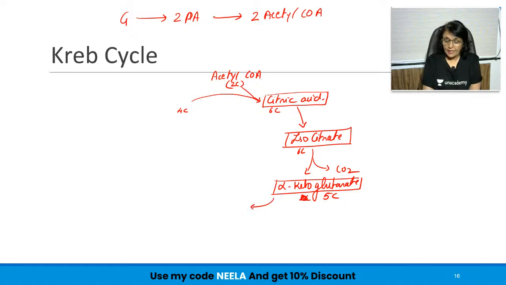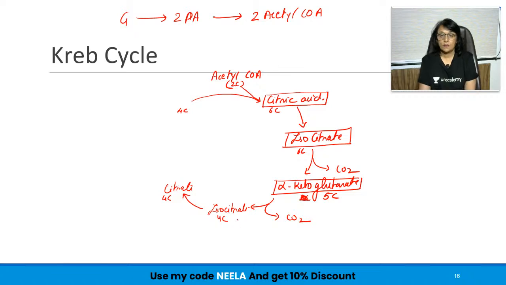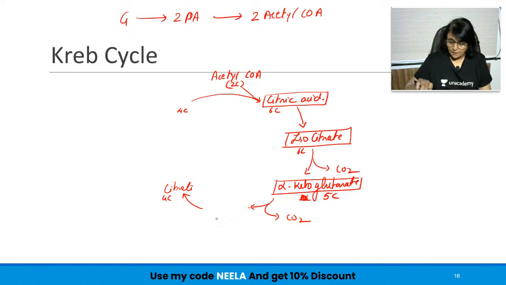Then it changes into succinate, which is a 4 carbon compound. That means one carbon is lost. It changes into succinate, which is again a 4 carbon compound. Okay, so this is a 4 carbon compound and this is also a 4 carbon compound.